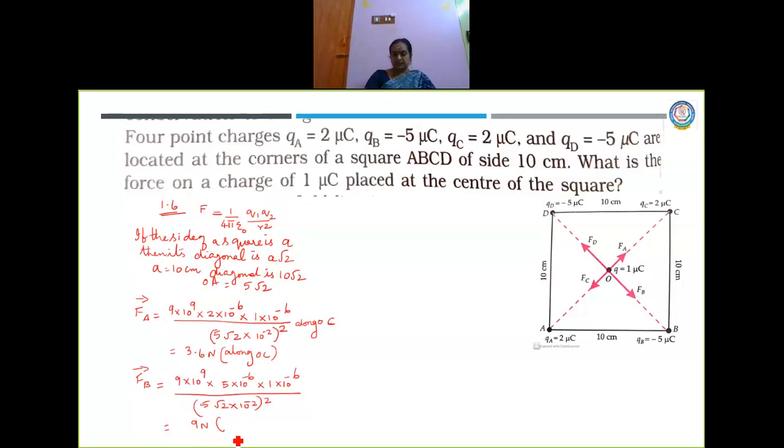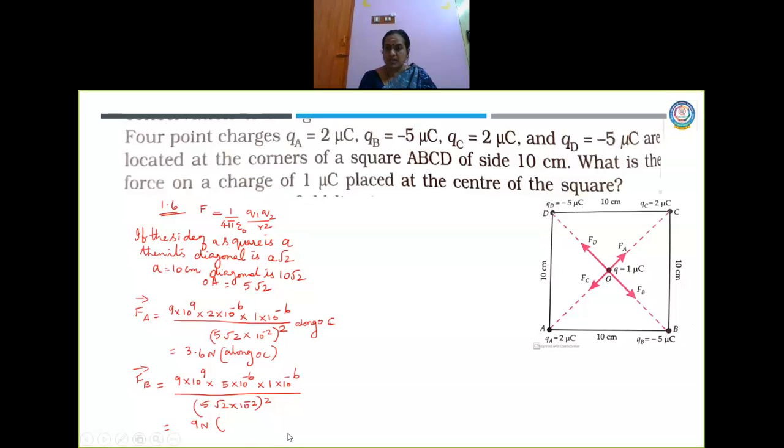direction here. Now here also you can simplify: 5 square is 25, 2 root 2 is 2, so 50, 5 tens are 50, it will get cancelled, so remaining will be 9. The powers when you adjust, you will have 9 Newton. Now look at the direction here, children.